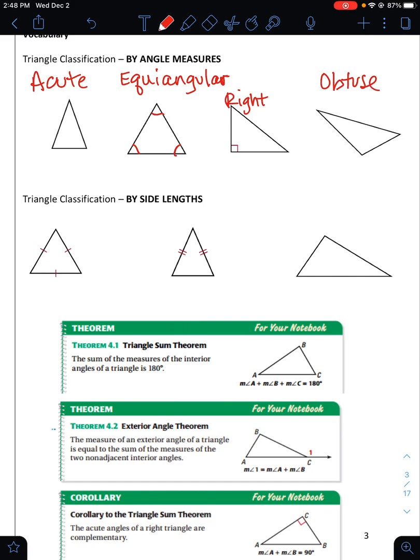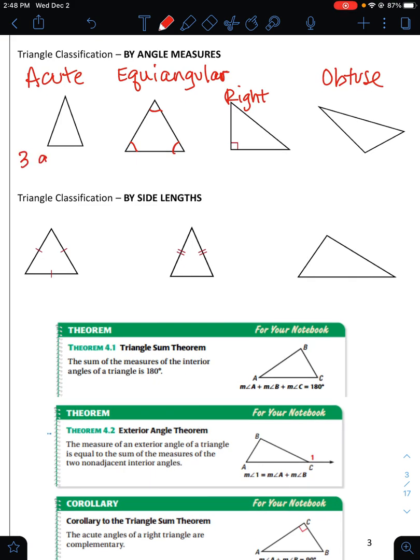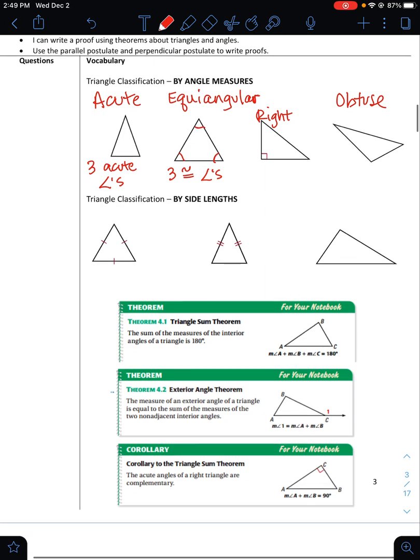Okay, so definition. An acute classification is a triangle with three acute angles. I'll use the angle symbol there. So if all three angles are less than 90, we call that an acute triangle. Equiangular, you can tell with the arcs here, it has three congruent angles. And actually, if we take this one step further, if you know all three angles are the same measure and all three angles add up to 180, well then 180 divided by 3 is 60, so all three angles have to be 60 degrees.